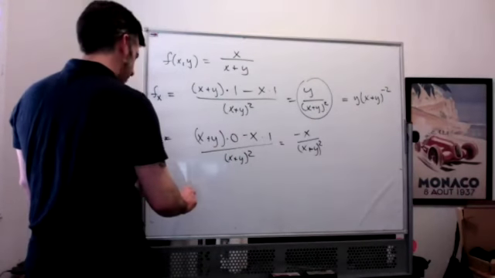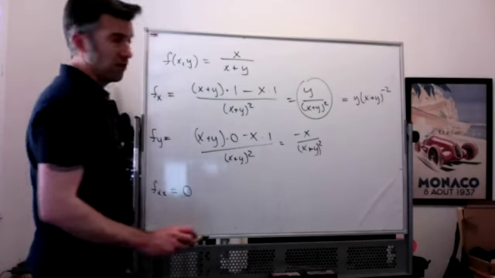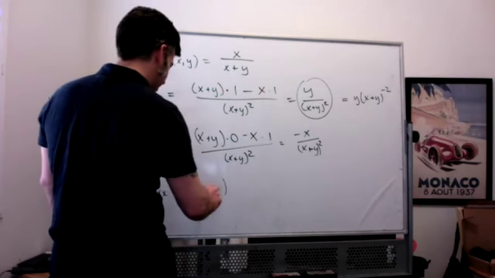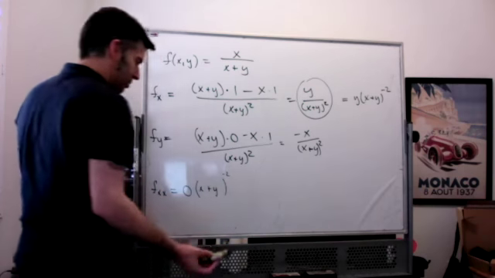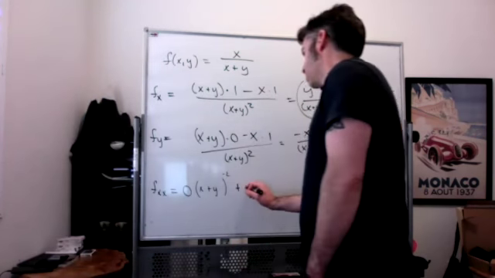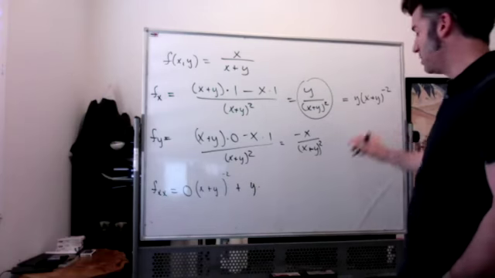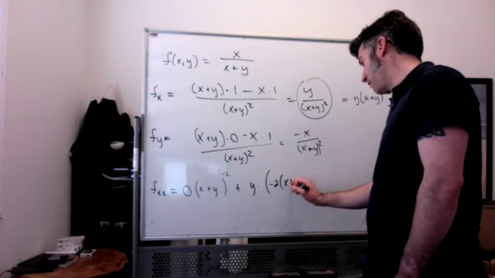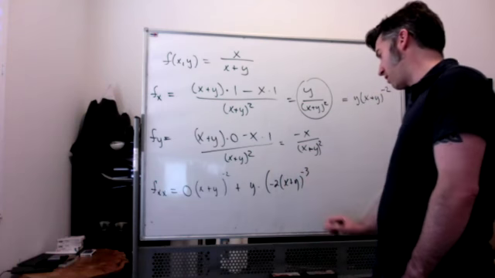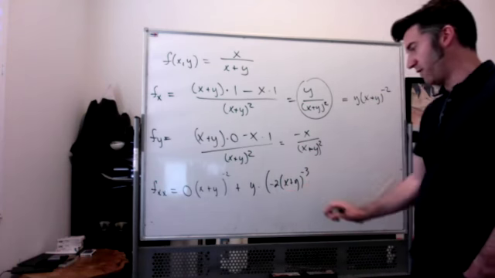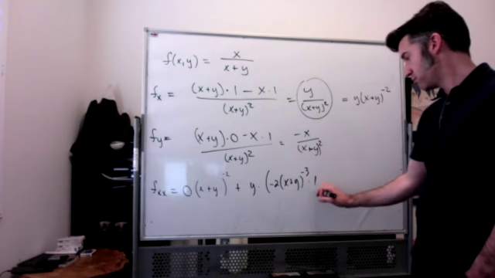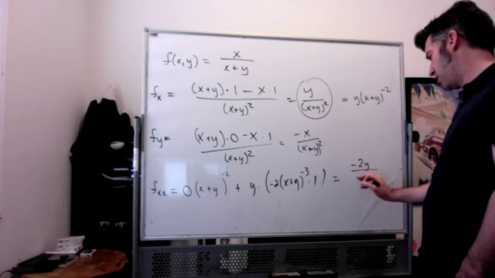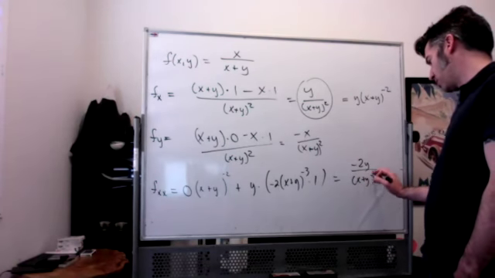So it's the derivative of the first thing. Derivative of y is 0 times the second thing. I don't really need to write times the second thing because 0 times anything is 0. Plus y times the derivative of this, which is negative 2 times my stuff to the negative third power times the derivative of my stuff, which is 1 plus 0. So this ends up being negative 2y over x plus y cubed.